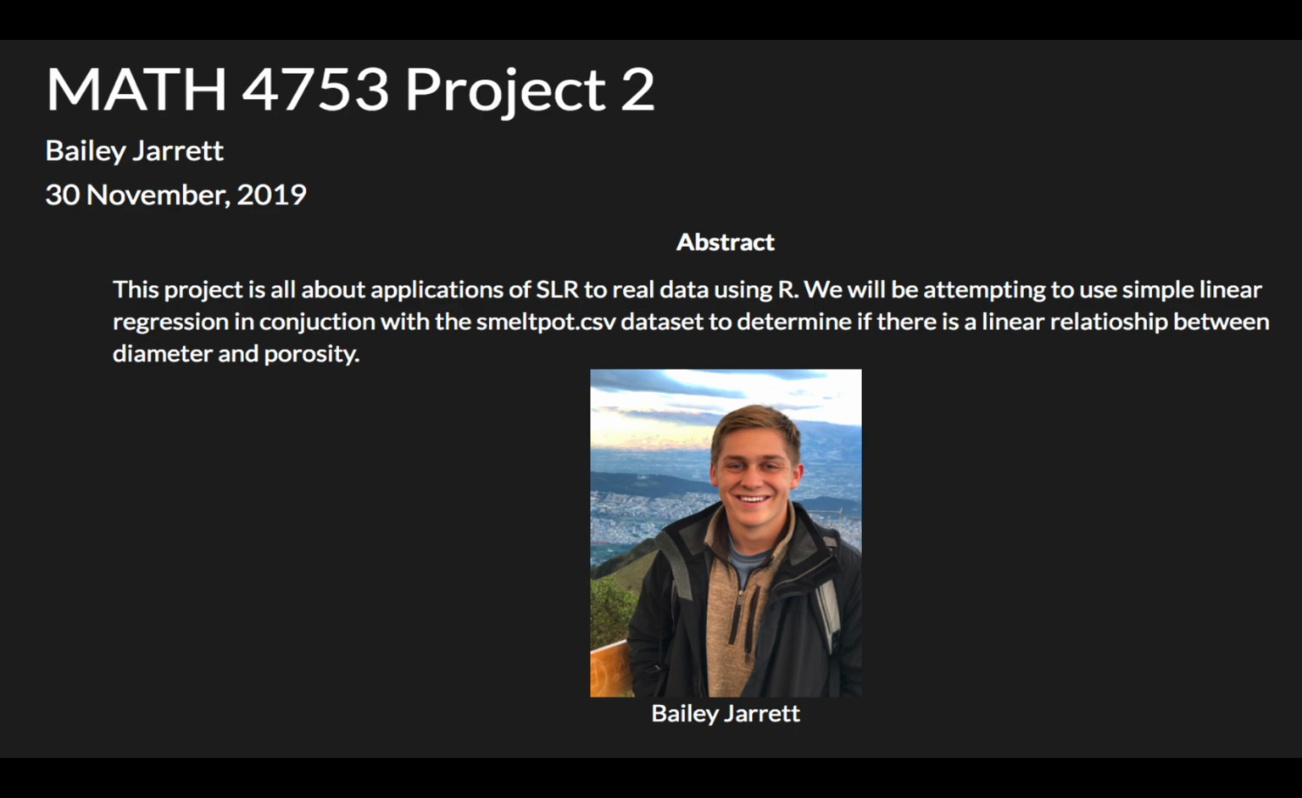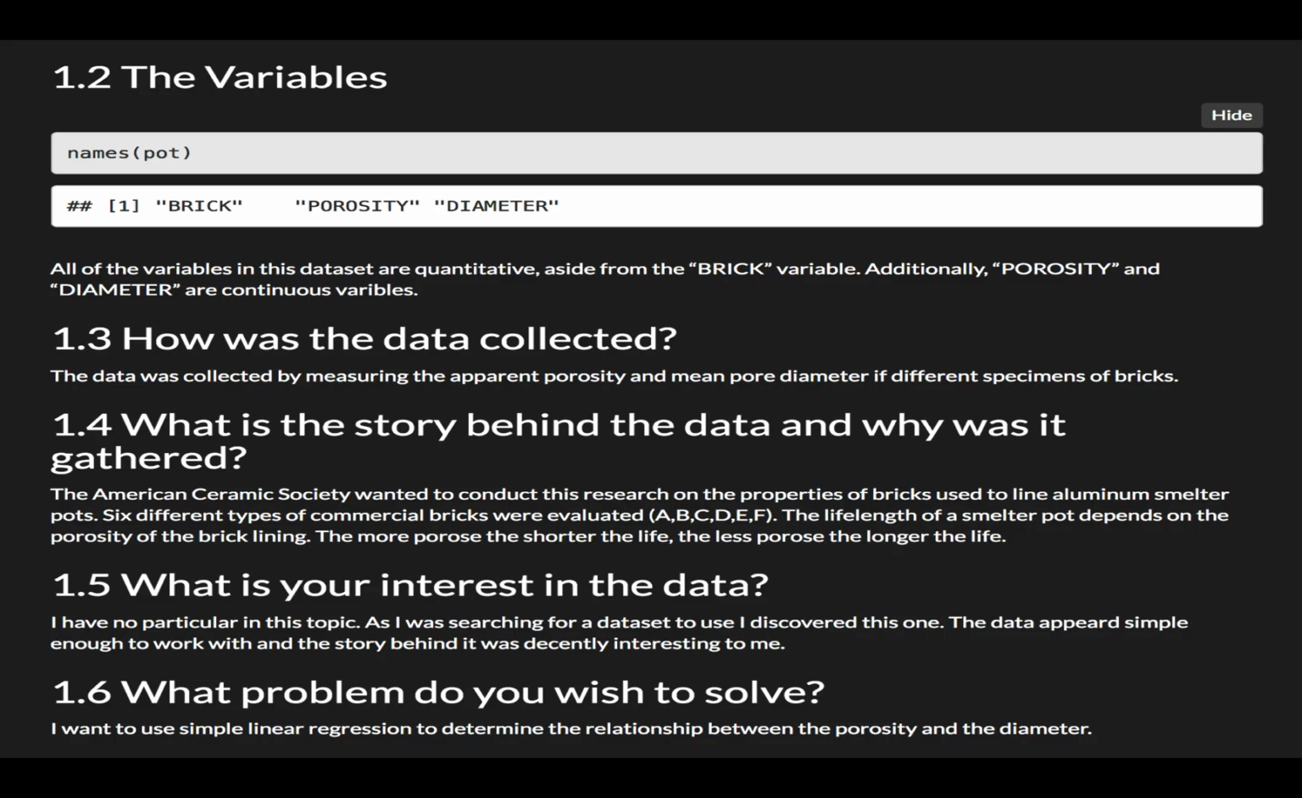This project will focus on simple linear regression and using this with real data. The data I have chosen to use comes from the smeltpot.csv file. This dataset contains 3 distinct variables. One of the variables is brick, which is qualitative and gives just an A, B, C, D, and E name for every type of brick. There's one of each. There's also a porosity and diameter variable, which are both quantitative and continuous.